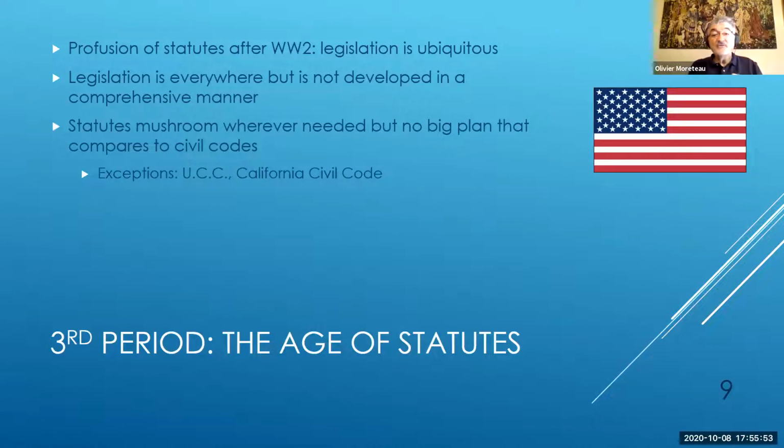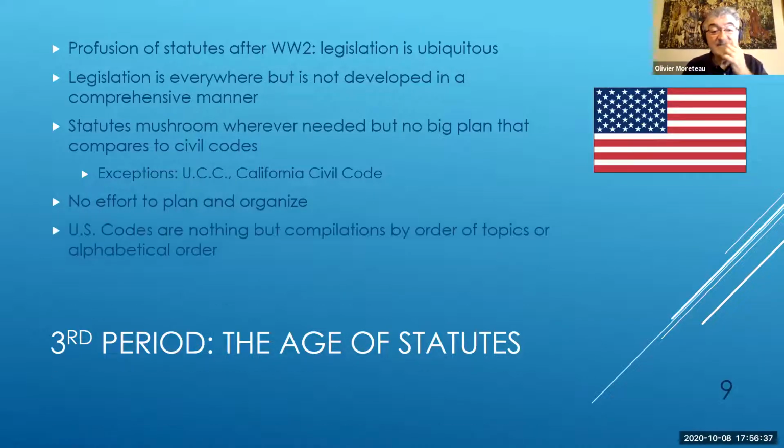And so statutes mushroom wherever it is needed, no big plan to codify, with a few exceptions. We've discussed the California Civil Code in the historical videos. You have also the exception of the Uniform Commercial Code, which is a little bit more comprehensive. But you know, Americans are not very comfortable with the UCC. I think that's a little bit too much. And look at the literature of the UCC. It is more criticized than liked. So there is no effort to plan and organize this legislation. Legislation is all over the place.